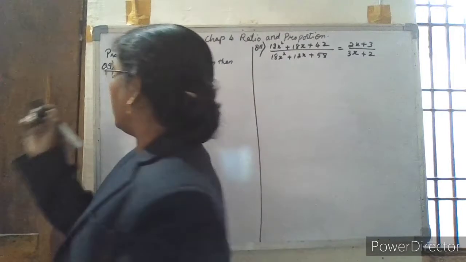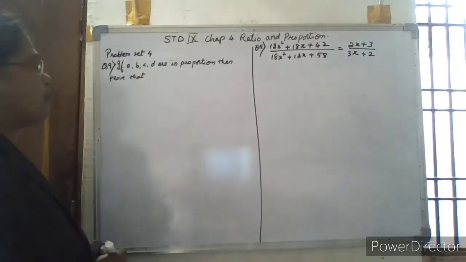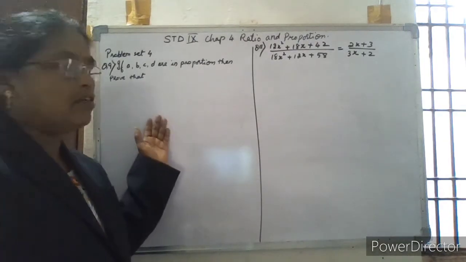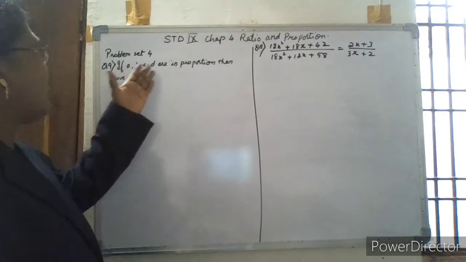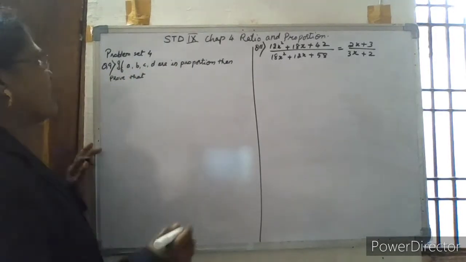It is given that if A, B, C, D are in proportion, then prove that. If it is in proportion, these are K method sums. How to solve it when it is in proportion, I did not teach you. That's why I'm taking only this one question and I will solve it.